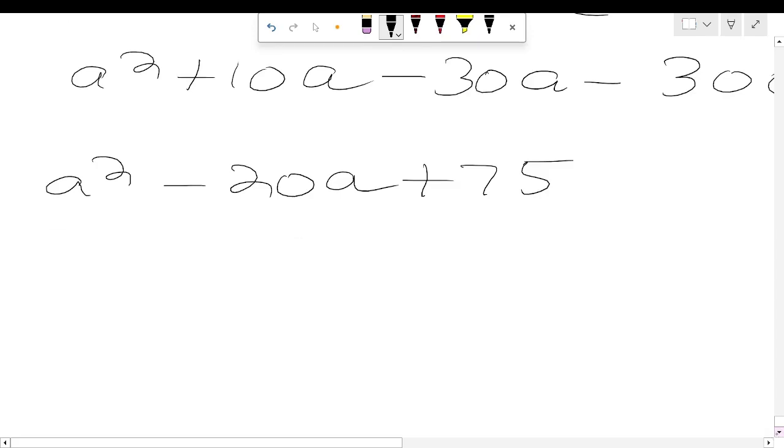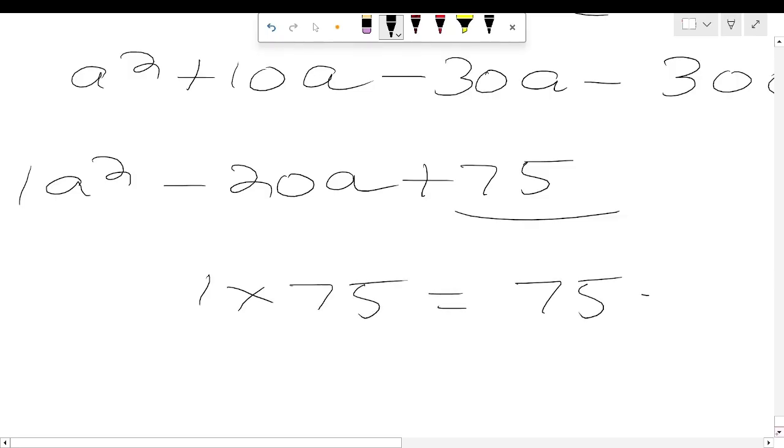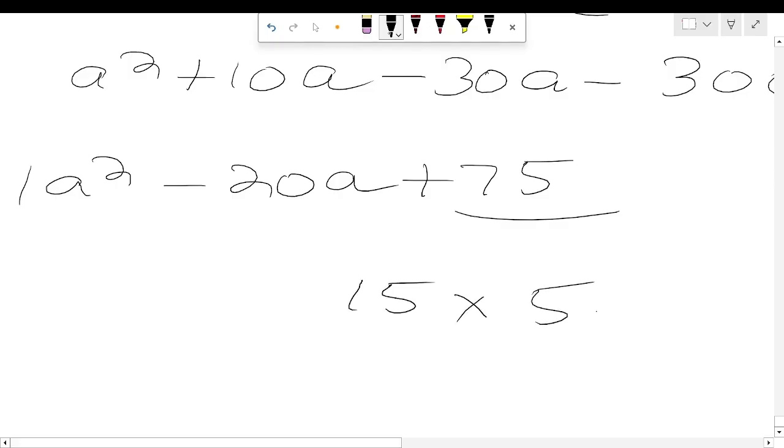So there I have this quadratic expression. Now the coefficient of a square is 1. We have the constant as positive 75. So 1 multiply positive 75 is 75. But what are the factors of 75? If you divide 75 by 15, you will get 5. So we can use the factors 15 multiply by 5. Okay, so we can use these two factors, but we will have negative 15 and negative 5.